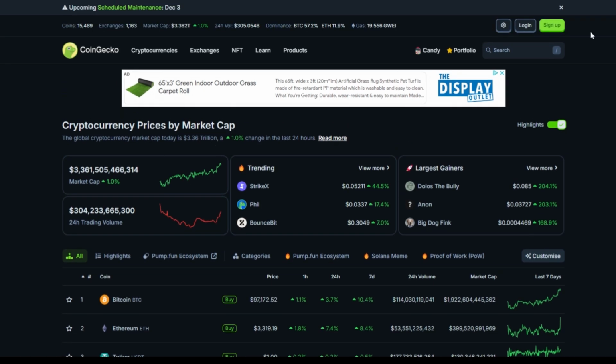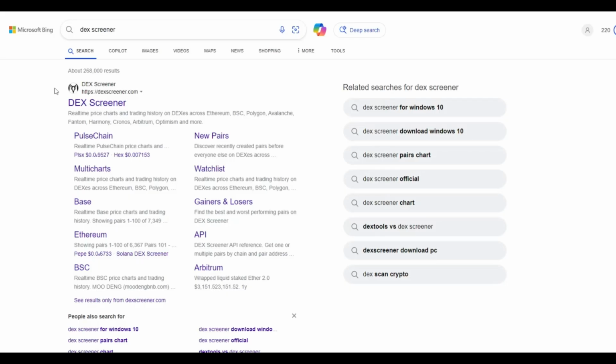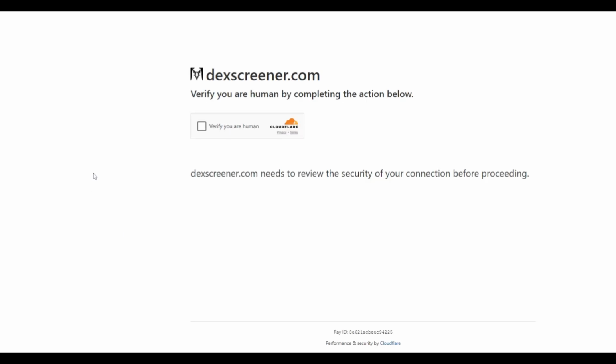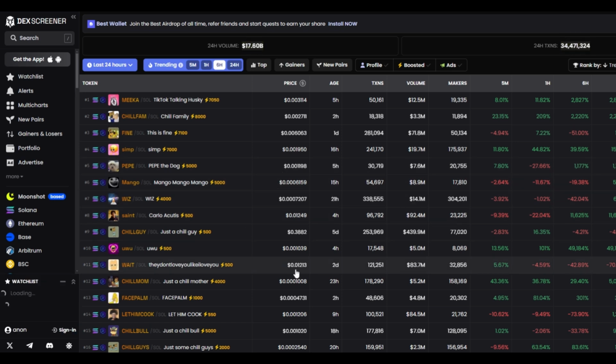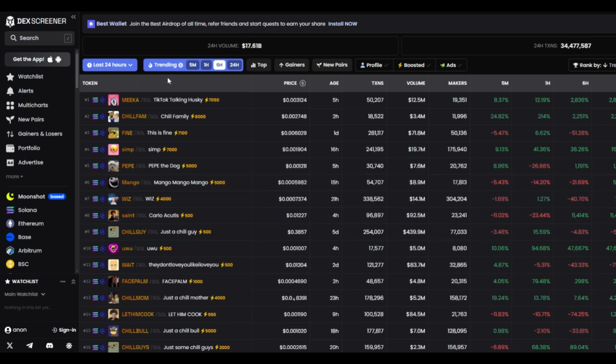Let's go to DEX Screener. I want to show you guys what that looks like. So this is what DEX Screener looks like. All right, DEX Screener. This is what you're going to click onto. When you click onto that, you're just going to get this verify you are human, and it's going to take you onto the DEX Screener. So these are all of the coins that have been created very recently.